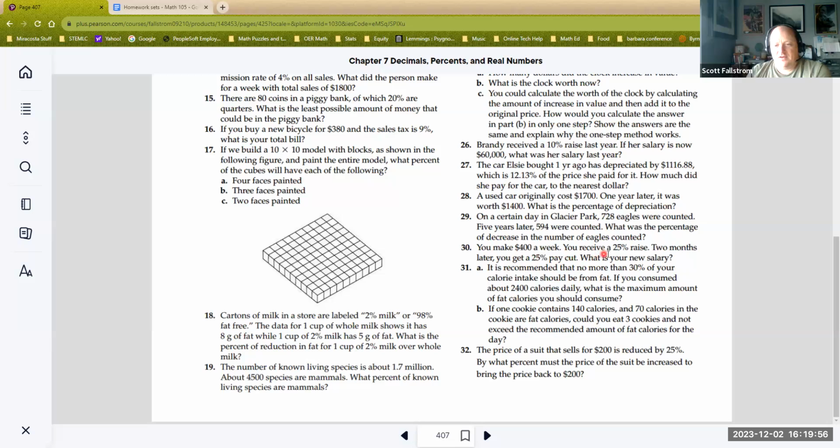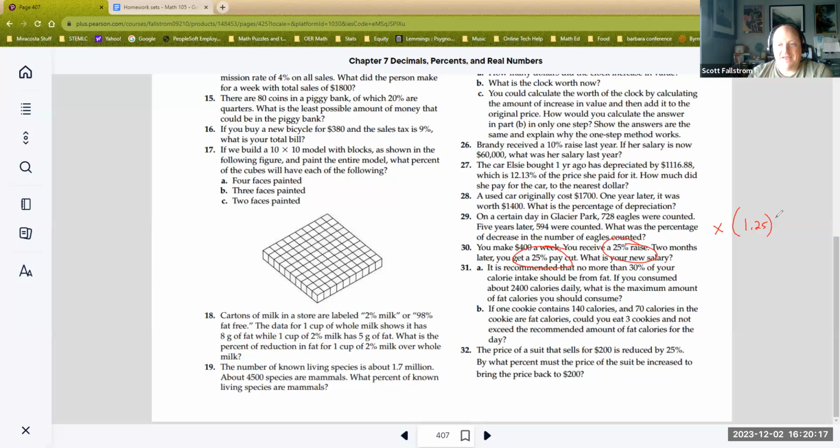You make 400 a week. You get a 25% raise. 2 months later, you get a 25% pay cut. What is your new salary? Ooh. Well, you could do this all at once instead of all the mini steps. But again, if you receive a 25% raise, no matter what you started with, you are now at 1.25 times that because that's a 25% raise.